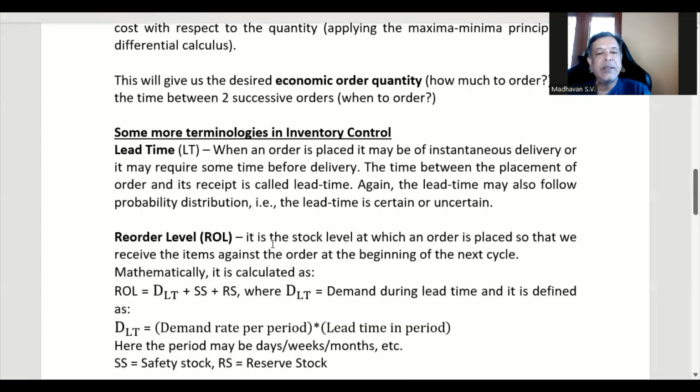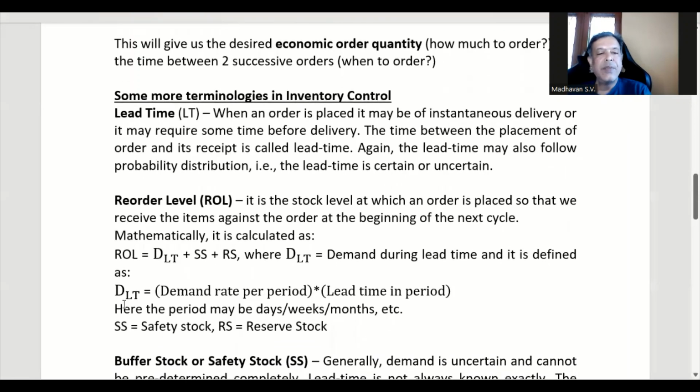Reorder level. It is the stock level at which an order is placed so that we receive the items against the order at the beginning of the next cycle. Mathematically, it is calculated as ROL equal to D suffix LT, which is demand during lead time, plus SS, that is safety stock, plus RS, which is reserve stock.